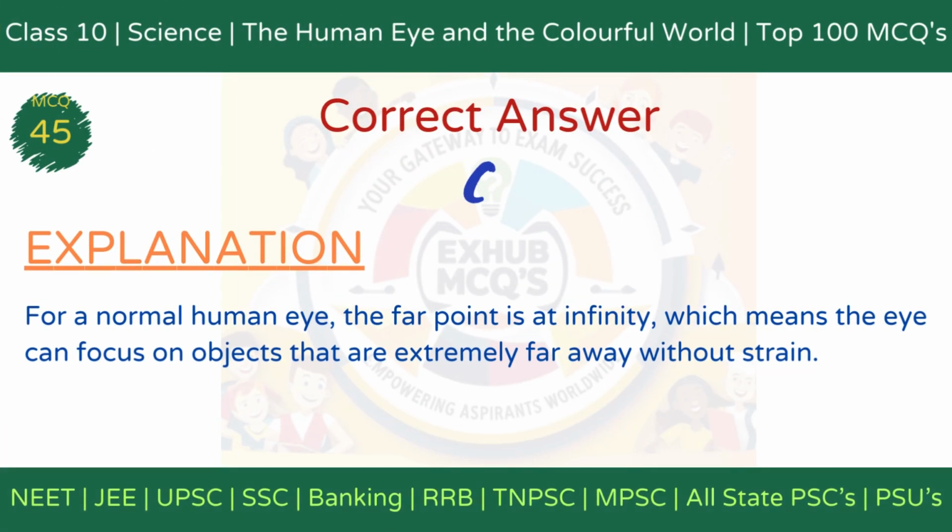Explanation. For a normal human eye, the far point is at infinity. This means the eye can focus on objects that are extremely far away without strain.